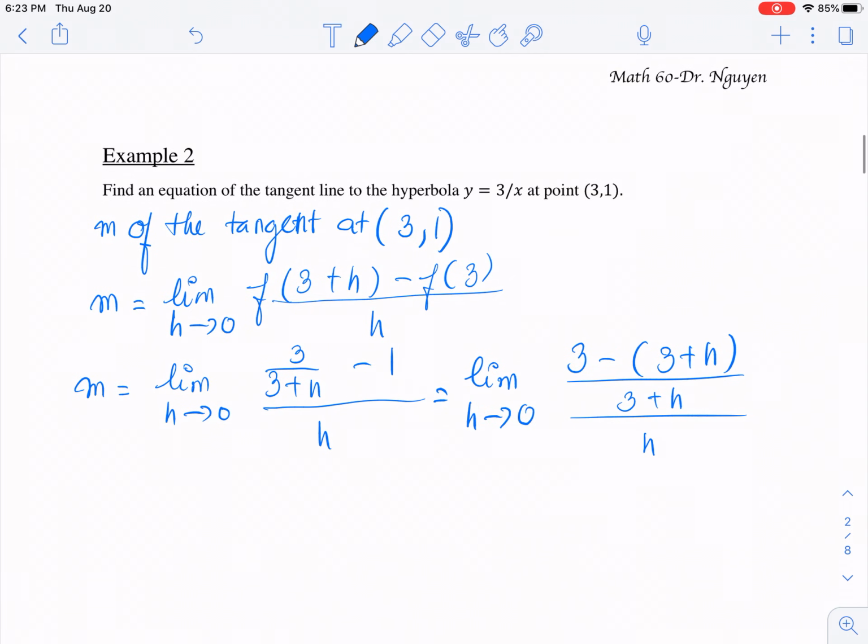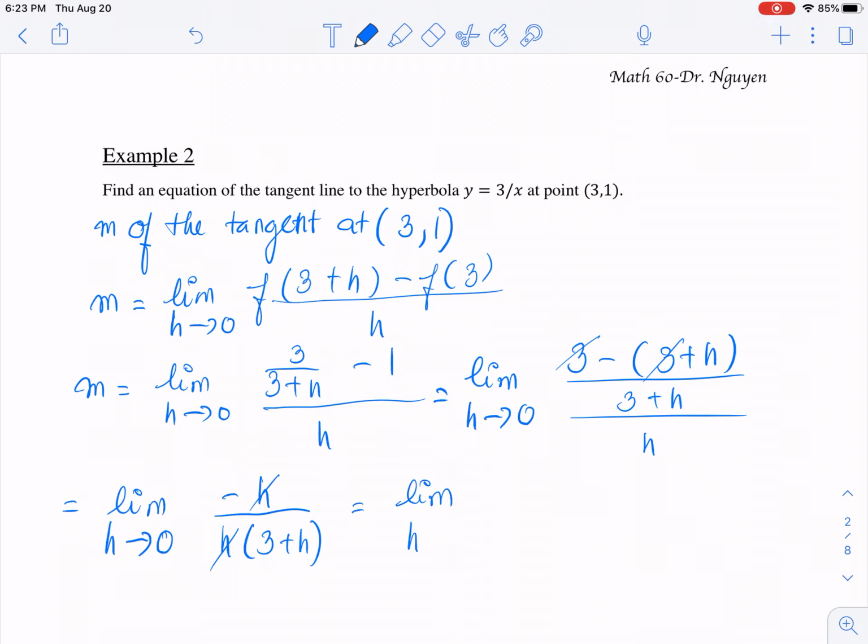This is pretty much just algebra. So limit as h approaches 0, I have negative h, because 3 minus 3 plus h gives negative h, and then the h on the bottom, and then we have 3 plus h on the bottom. So taking the limit as h approaches 0, I can just simplify this: the limit as h approaches 0 of negative 1 over 3 plus h. Now you can plug 0 in for h. We end up with negative 1/3.